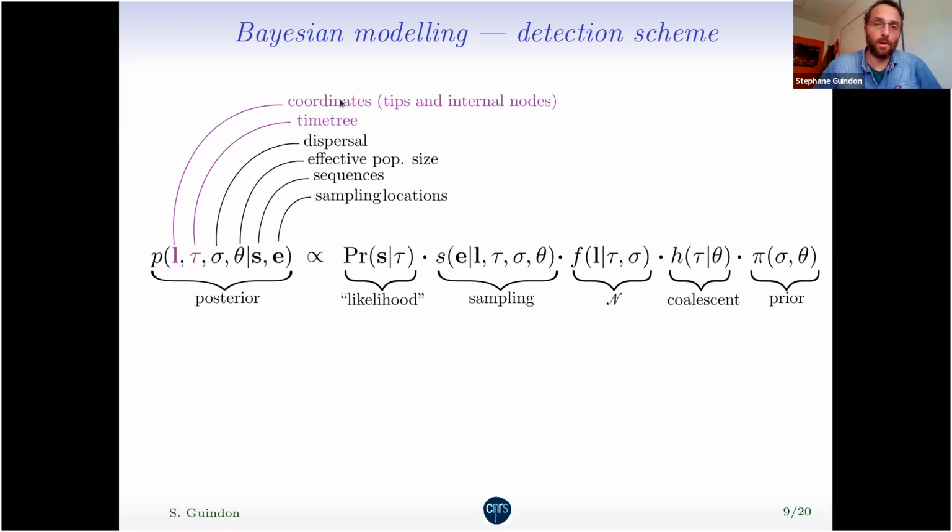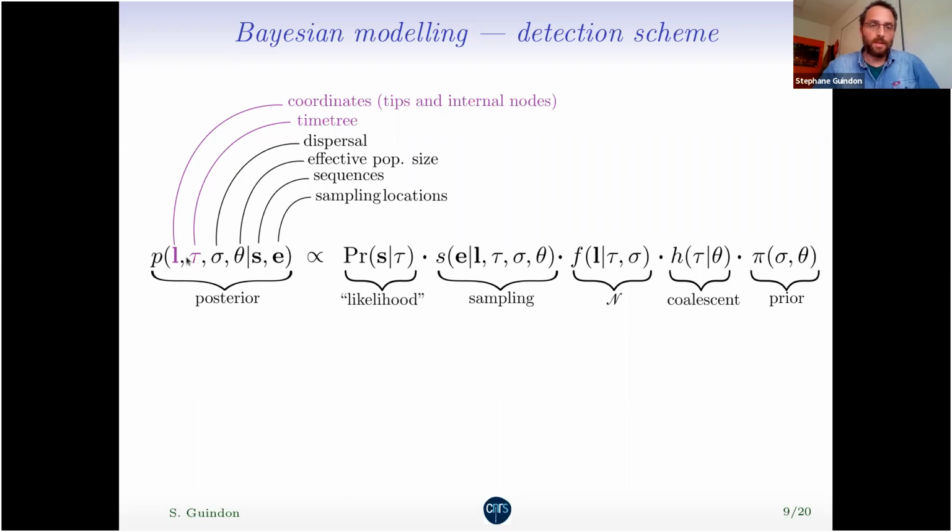So that's a vector of coordinates where we observe the coordinates at the internal nodes of the tree and at the tips as well. And we have a time tree, which is here tau, and that's a phylogeny with branch lengths expressed in terms of calendar units.